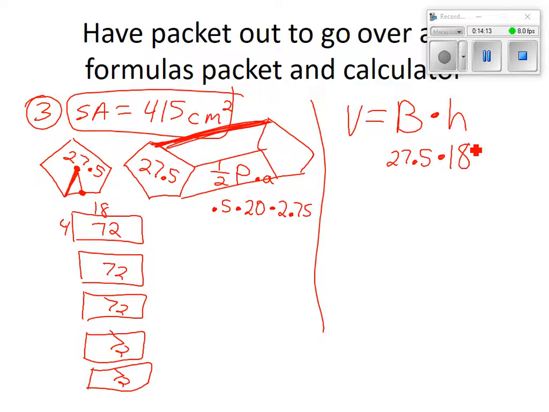That's where most people get the most confused with volume. What does that give us? 495? What are our units? Centimeters cubed.